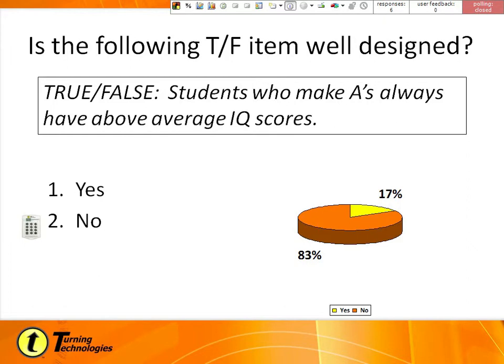Using the word always, you don't want to use the word always because students who make always have average above average. No, not always. So is it likely? Quite possibly, but not always. So be really careful about that.